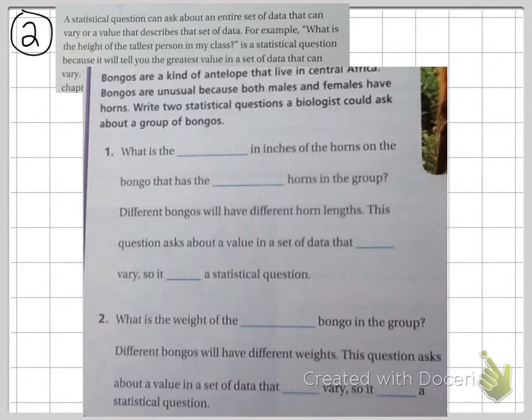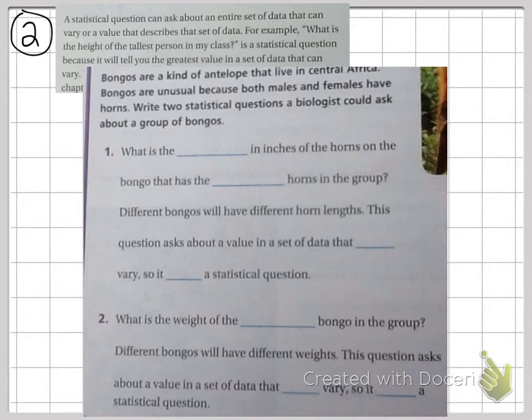of that data. So here we have the bongos are a kind of antelope that live in Central Africa. Bongos are unusual because both male and females have horns. Write two statistical questions a biologist could ask about the group of bongos. So, number one, what is the blank in inches of the horns on the bongo that has the blank horns in the group? So just like we did up above, we can ask questions about a set of data. So we're not given the data, so we can just use values or terms that we know when asking questions about data.